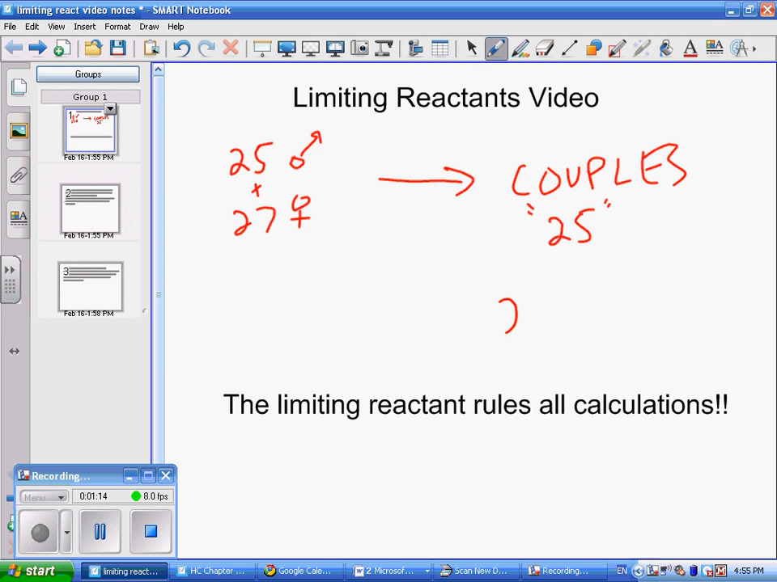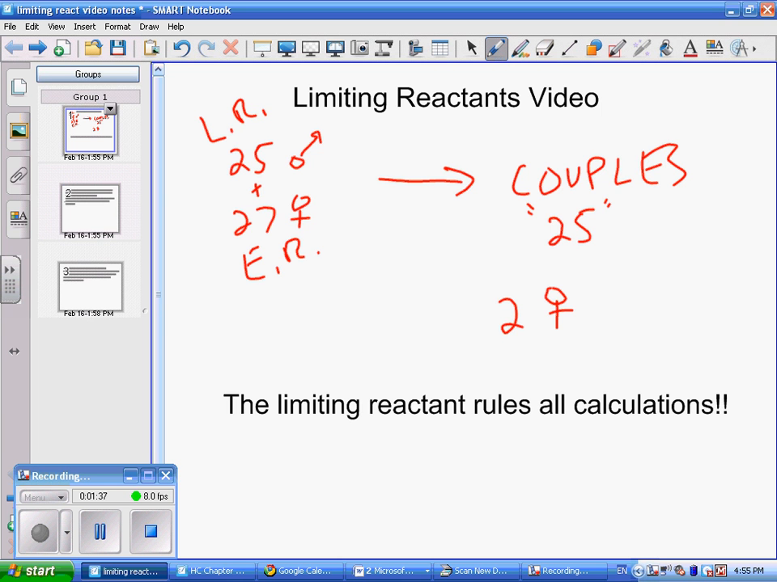And we can probably figure out that there are going to be two girls left over that are unreacted. Anyway, the boys limit my reaction to 25 couples. I completely use up the boys. This is my limiting reactant. The girls, I have too many of them. That's my excess reactant. That's a quick explanation of limiting reactants.